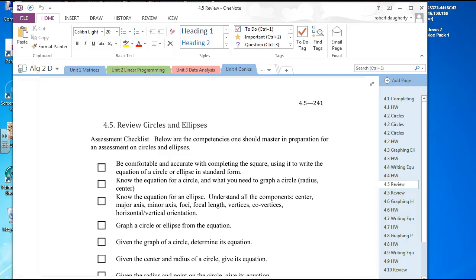This is our quiz coming up on circles and ellipses. So we've covered mainly the two topics, circles and ellipses. Circles, pretty straightforward. There's a lot of complexity, a lot of moving parts to the things about an ellipse you got to be really solid with.